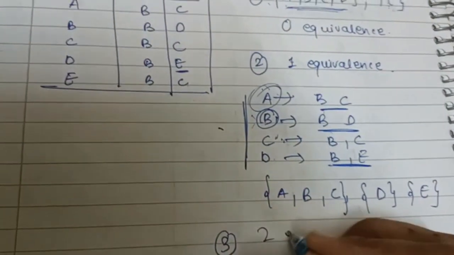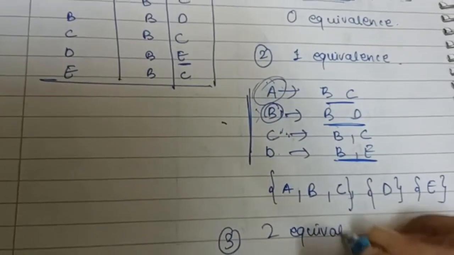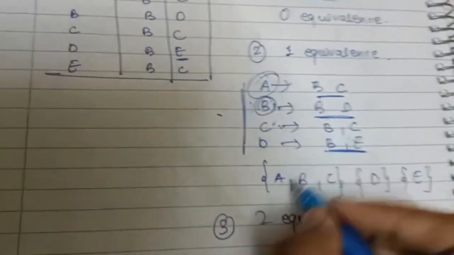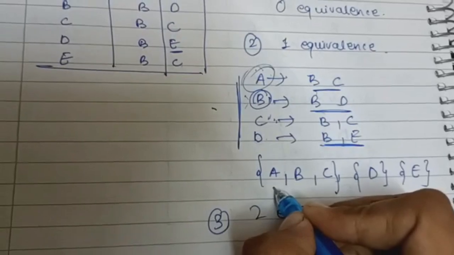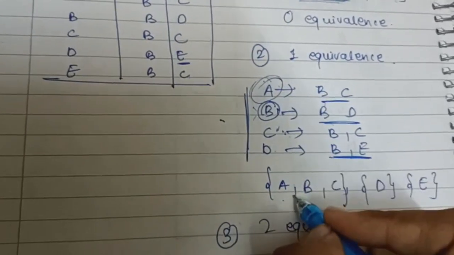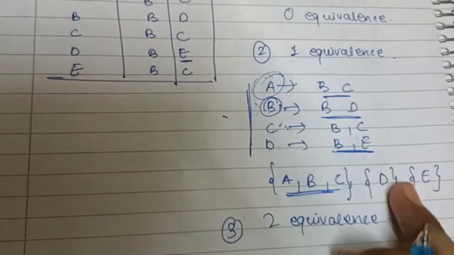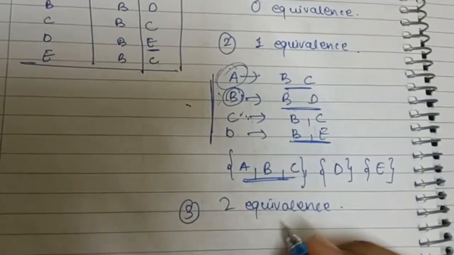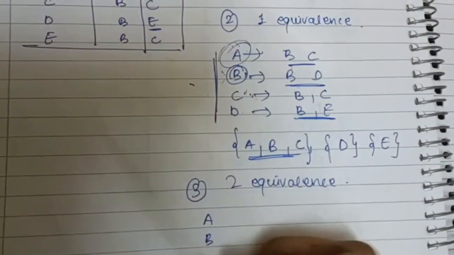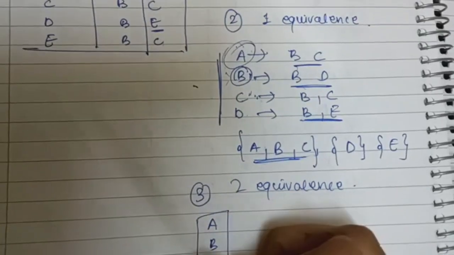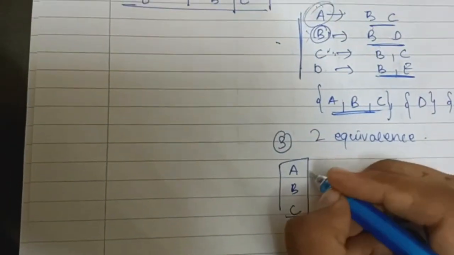Similarly, in the two equivalents, or you can say second equivalence, we now need to find the equivalent transitions for A, B and C, this group. Because this has the single elements. So let's see for A, B and C. Similarly, we'll find again, this is my group, right? First we'll start with A.